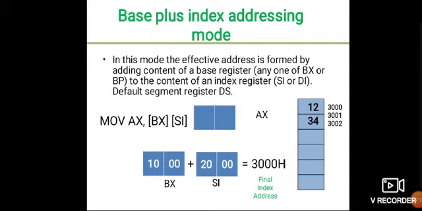Here I have given an example, MOV AX, [BX][SI], and let us assume that BX is holding 1000 and SI is holding 2000. So the final index address will be 3000. Now the effective address is 3000 and the content present in 3000 and 3001 will move to the AL and AH respectively.